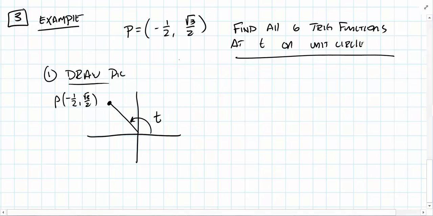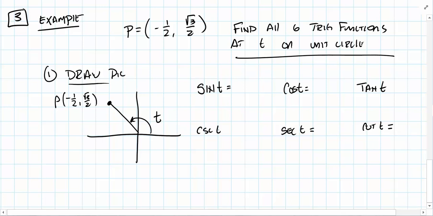So here's how I want you to write these out every single time you have to do these problems. The first one you're going to do is the sine of T. To the right of that, you're going to do cosine of T. To the right of that, tangent of T. So you're going to find sine, cosine, tangent. Then below tangent, you're going to write down cotangent of T. Below cosine of T, you're going to write down secant of T. And below sine, you're going to write down cosecant of T.